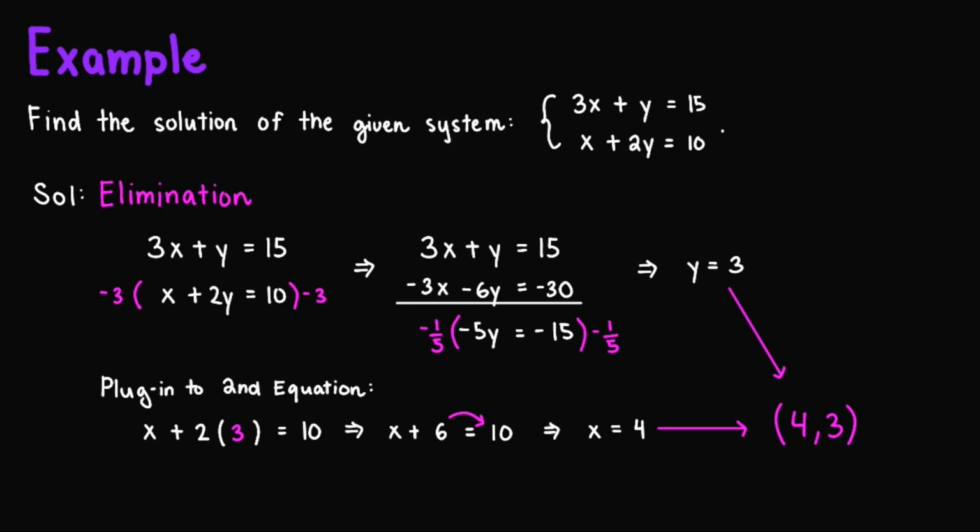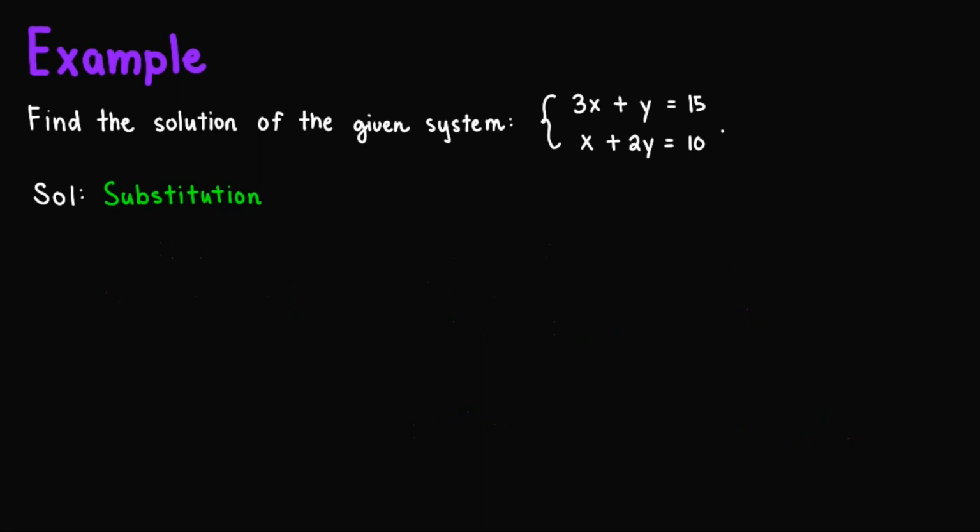Okay, now lastly, let's try applying the substitution method. So the idea for this one is to represent one of the variables as an expression in terms of the other by using one equation. So in this one, we can focus on this one and we try to express one of the variables, say x, in terms of y. So that is what we'll be doing in this one.